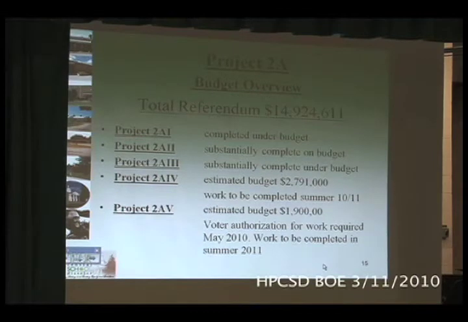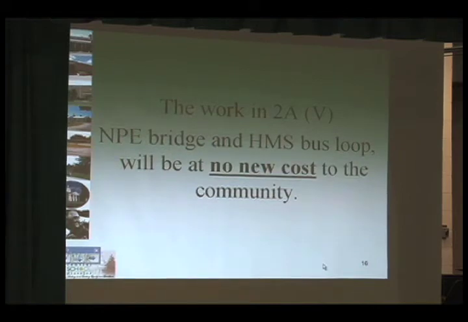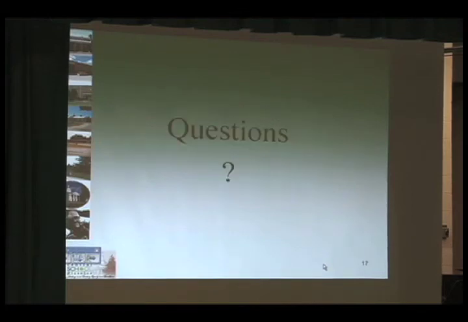Again, the voter authorization for work is required in May of 2010, and the work is to be completed in 2011. The best part of this is there is no new cost to the community. The North Park Elementary Bridge and the Haviland Middle School bus loop will be brought to the community as a zero-cost project. So I'd like to open up the floor for questions. We have all of our professionals here, and we'll be happy to answer any questions that you have.